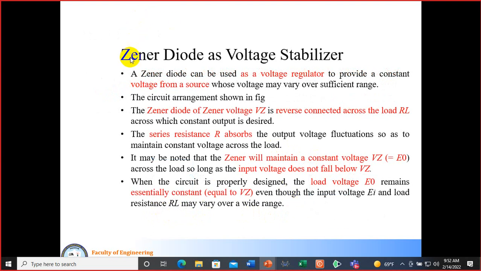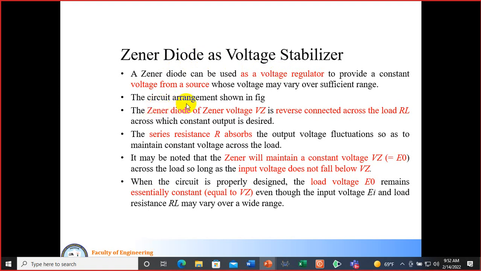So that's the main application of the zener diode as a voltage stabilizer. So how does it work? A zener diode can be used as a voltage regulator to provide a constant voltage from a source whose voltage may vary over a sufficient range. Suppose you have a source and its voltage is varying, but even though the source voltage is varying, by the zener diode we can get a constant voltage. So it can be used as a voltage regulator.